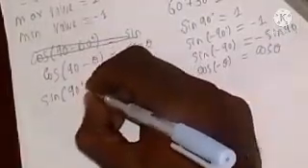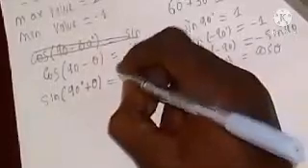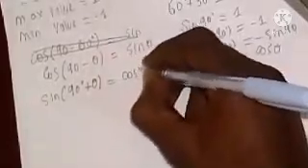And if you analyze well by looking at the graph, if you use graph paper, this will bring us to the conclusion that sine of 90 degrees plus theta is equal to cos theta.